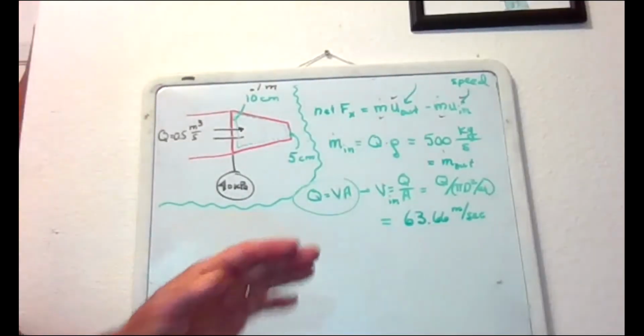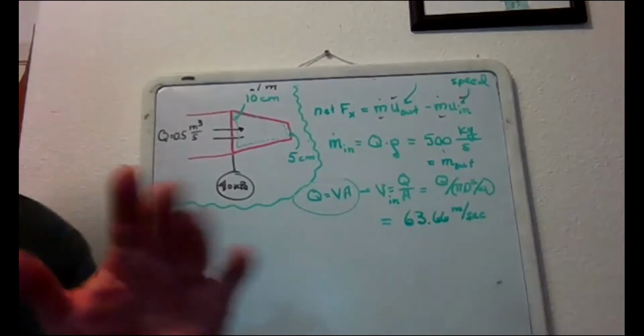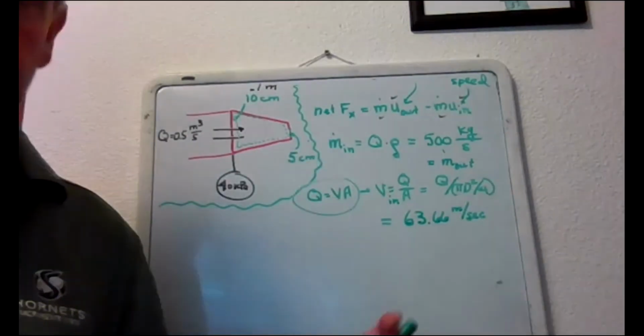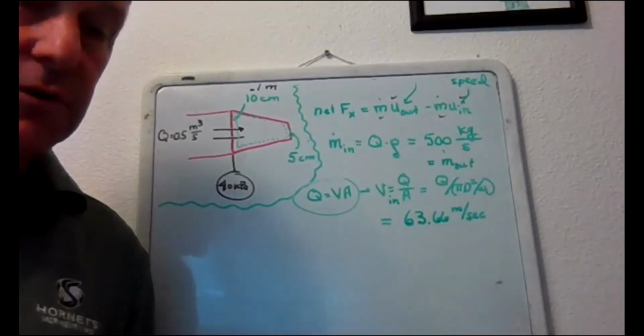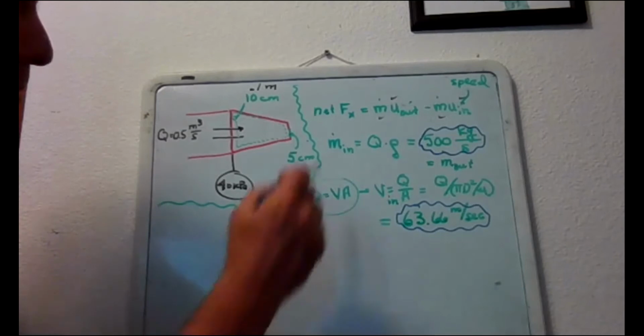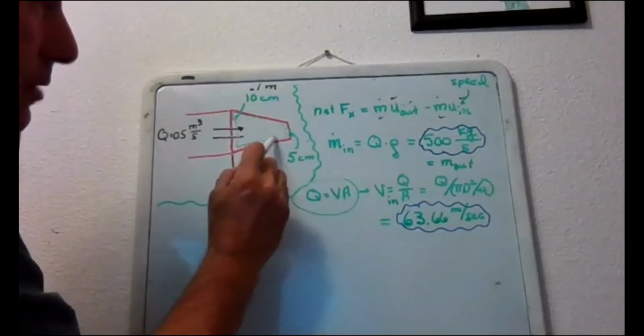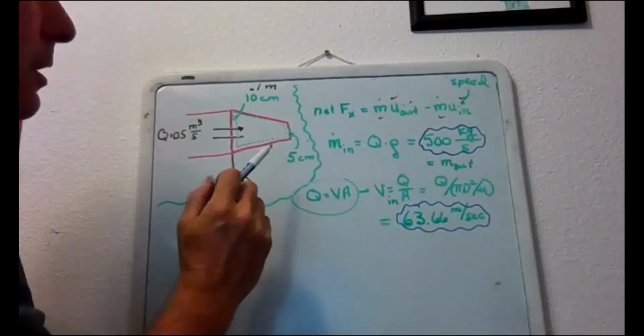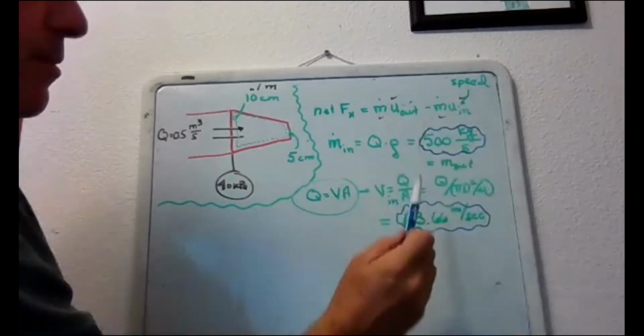Okay, I got 63.66 on my calculator, but I'm going to pause for a second and check it because obviously that number is going to affect our future work. Okay, it worked for me. Hopefully that's working for you as well. So we're trying to figure out the net force on any water in this nozzle, okay? And that's what the linear momentum equation says.